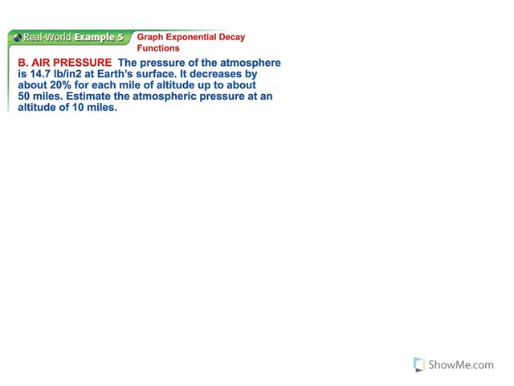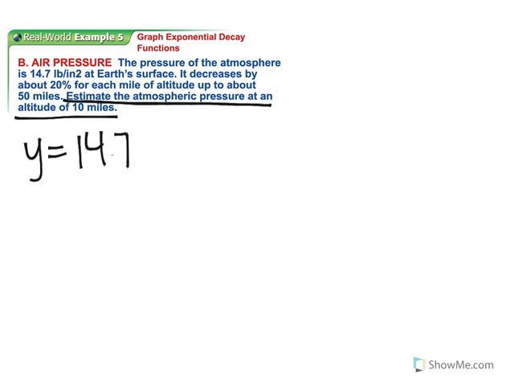All right, so one more word problem. It says the pressure of the atmosphere is 14.7 pounds per inches squared, same as the last problem. It decreases by 20% for each mile of altitude up to about 50 miles. So what we're going to do in this question is estimate the atmospheric pressure at an altitude of 10. So we're going to keep our same equation from the previous question. So we're going to have y equals 14.7 times 0.80 raised to the t power.